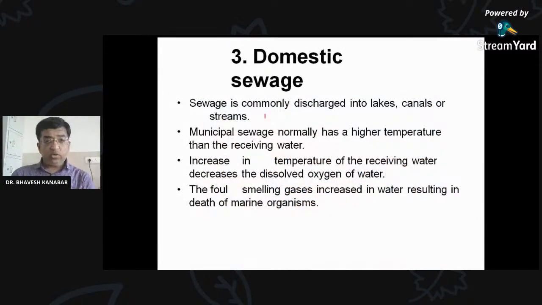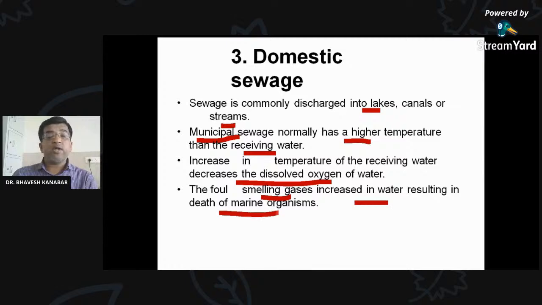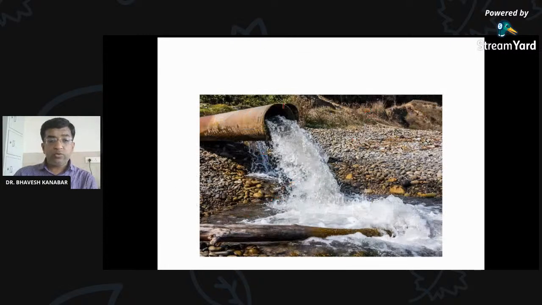Domestic sewage is commonly discharged into the lake or canal or stream, and municipal sewage normally has a higher temperature than the receiving water. So this municipal waste water, that is sewage, has a higher temperature. So the increase in temperature of the receiving water decreases the dissolved oxygen of the water. Foul smelling gases increase in the water, resulting in death of the marine organisms. So that is a photograph of the industrial sewage.